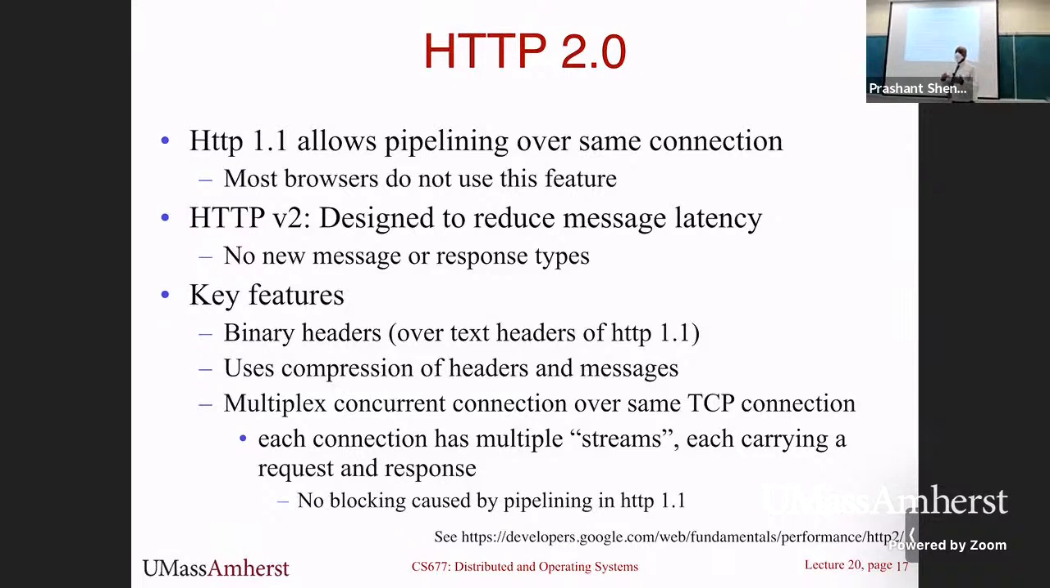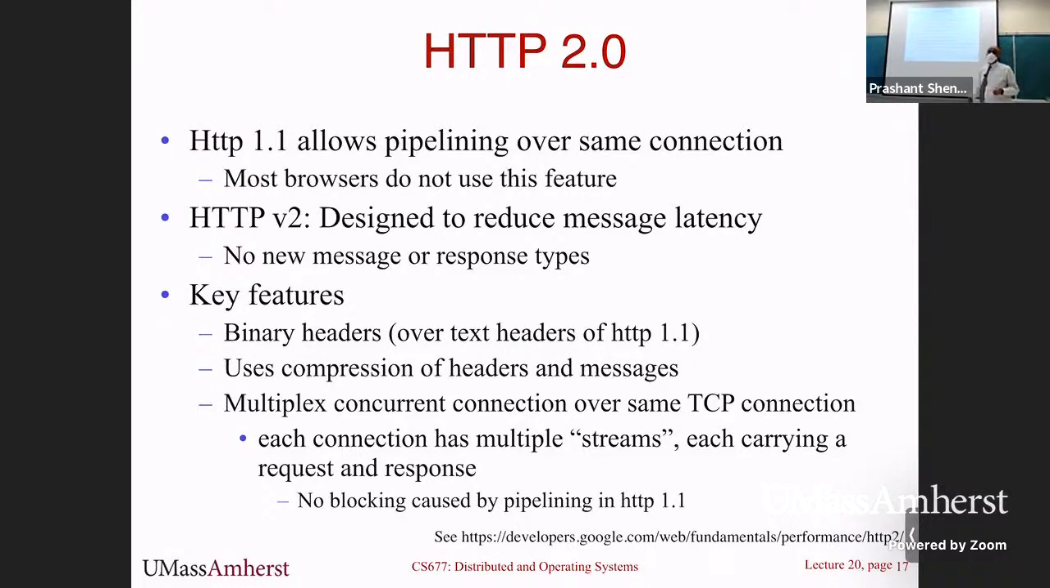Okay, HTTP 1.1 introduced the notion of persistent connection, but it required that each request is sent only after the response to the previous one is received. So it was essentially sequentializing. You cannot send the next request while the previous response is outstanding. Okay? HTTP version 2 is designed to address the message latency problems, but gets rid of most of these issues.